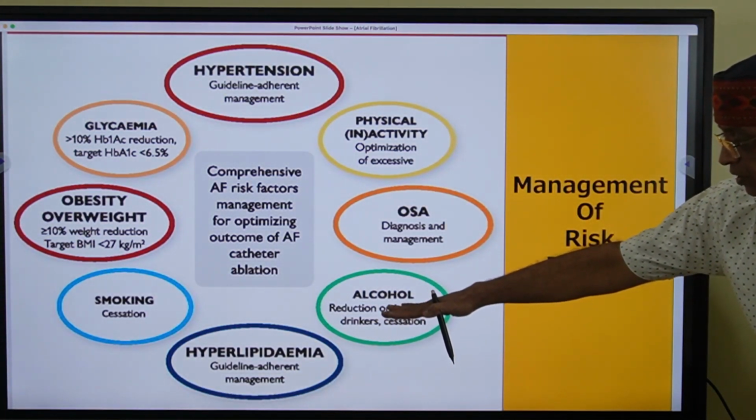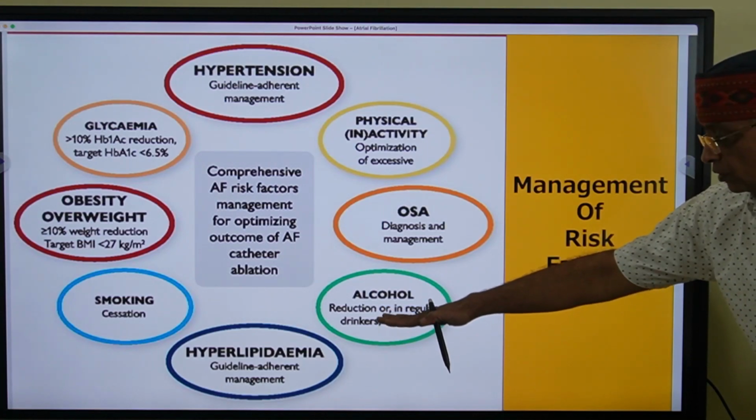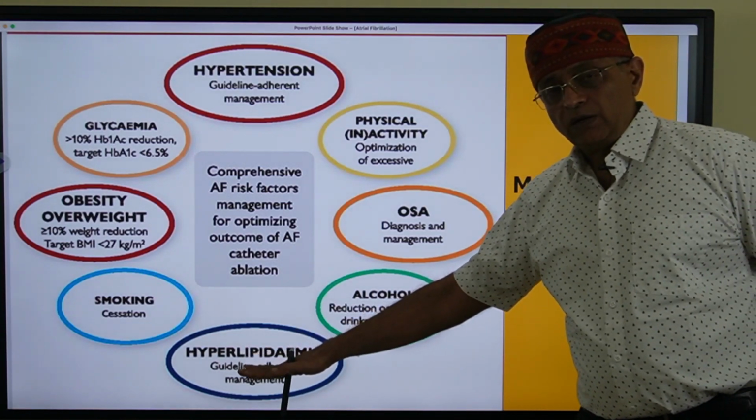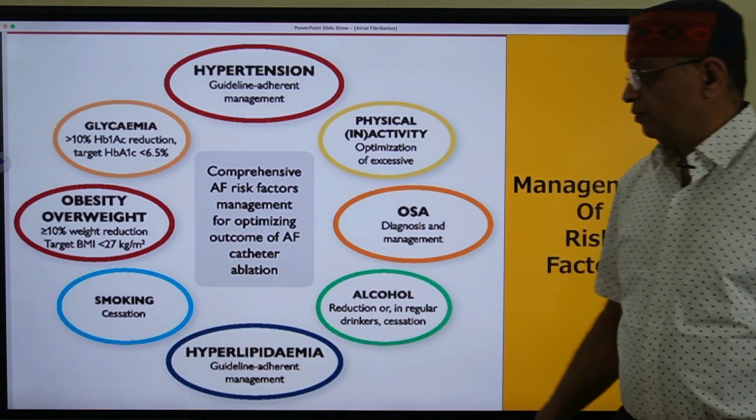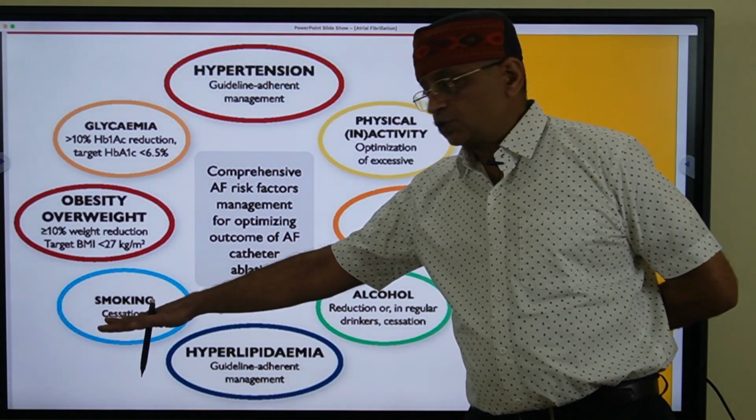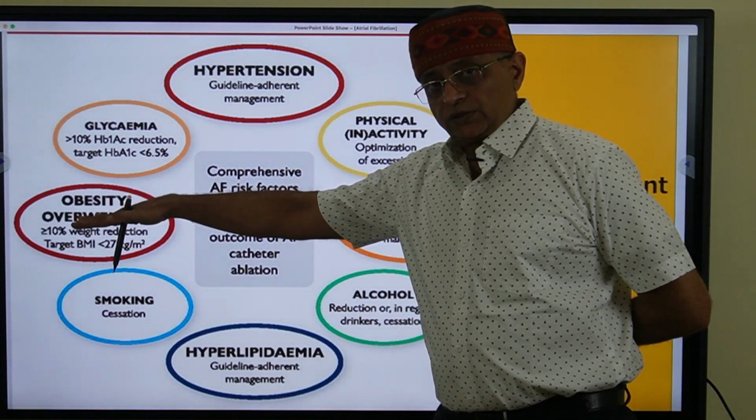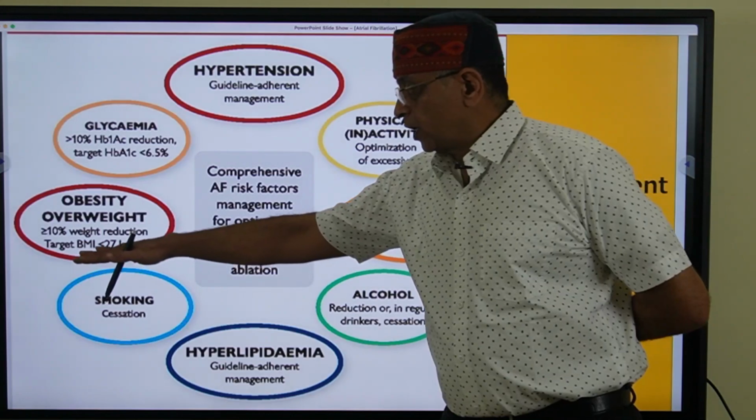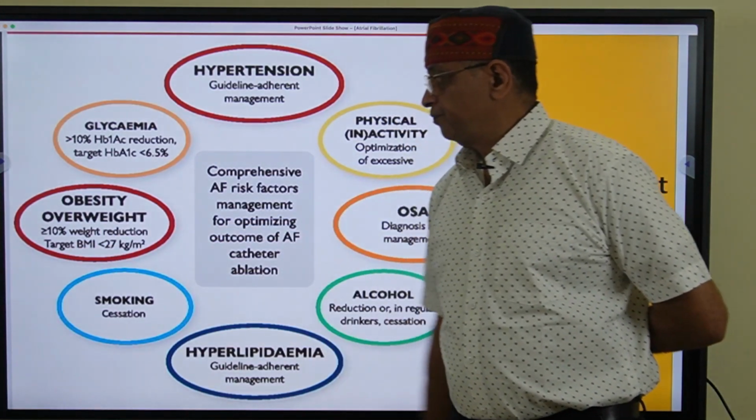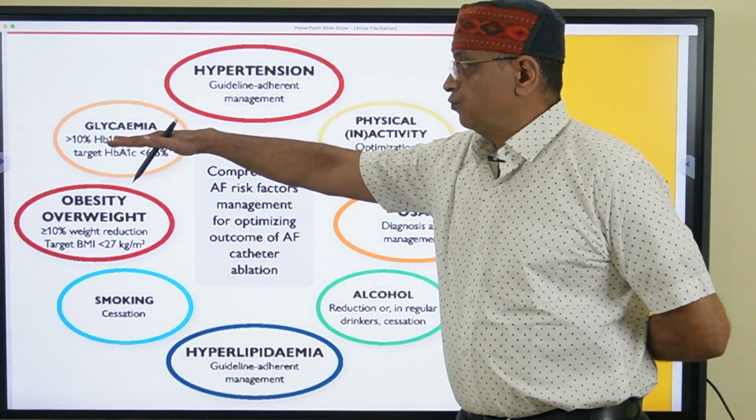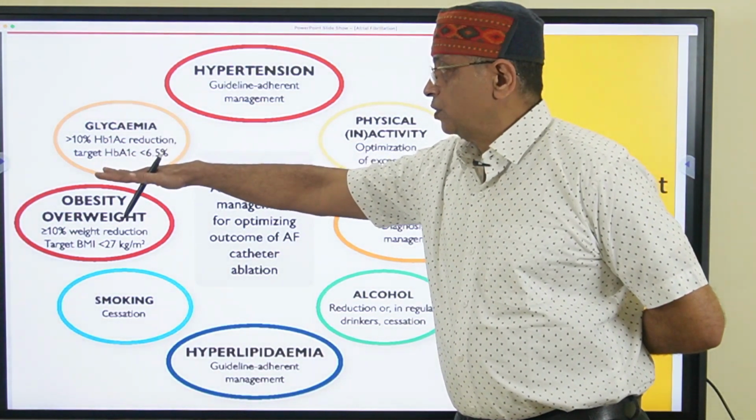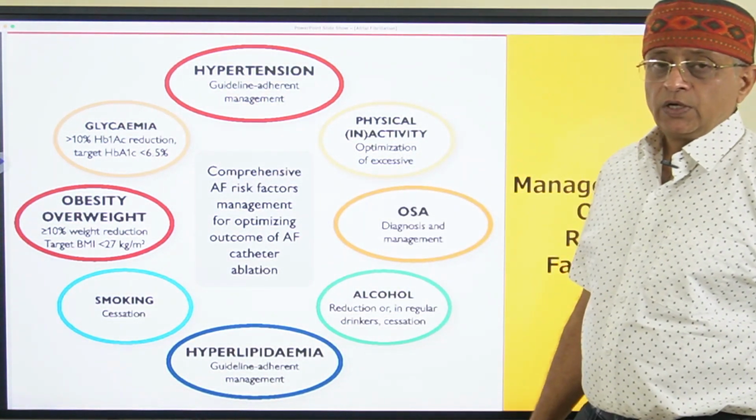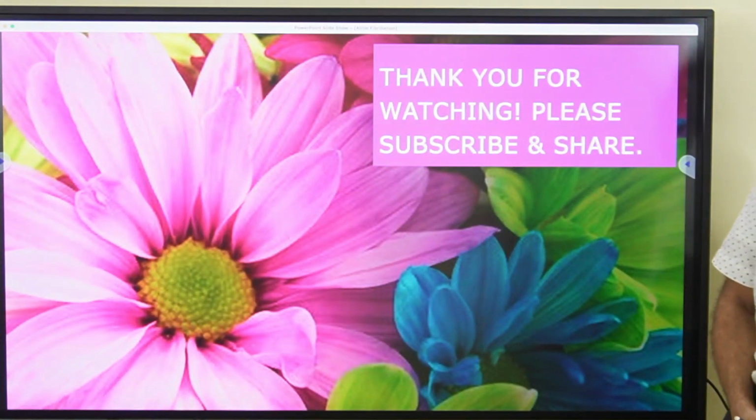If the patient is an alcoholic or takes a lot of alcohol, try to reduce the dose or even try cessation. If the patient has hyperlipidemia, use guideline adherent management. If the patient is a smoker, try cessation of smoking. If the patient is obese or overweight, then try to reduce weight by more than 10% and target a BMI of less than 27. If the patient is hyperglycemic, with HbA1c more than 10, try to control the HbA1c to less than 6.5. So that is all about the AF.